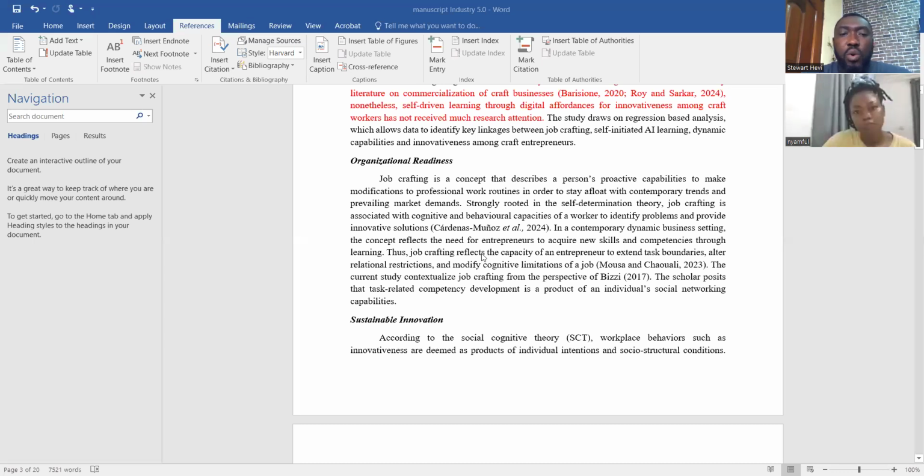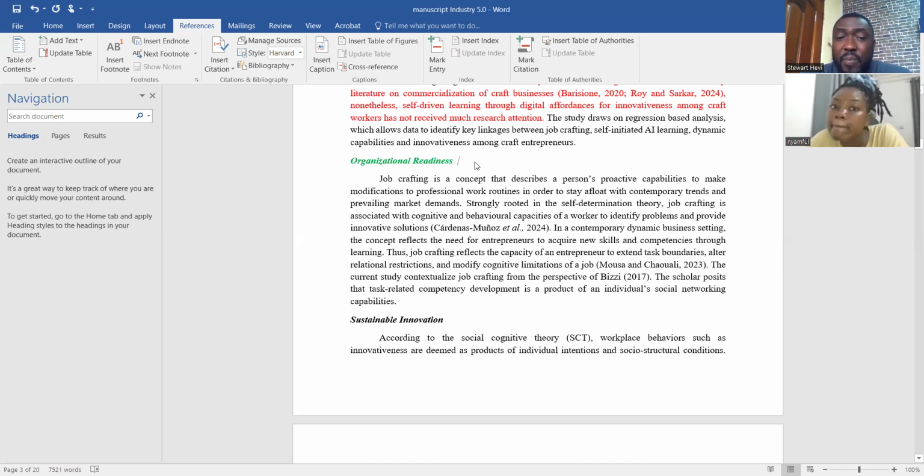So this is something that I am working on now. It is one of the papers I have already published, and I'm using it as a template to guide me for a new work. When you look at it, you will see clearly that it is about job crafting. You're trying to put the literature together. This is about job crafting, but because I'm trying to write something new under it, I've changed job crafting to organizational readiness.